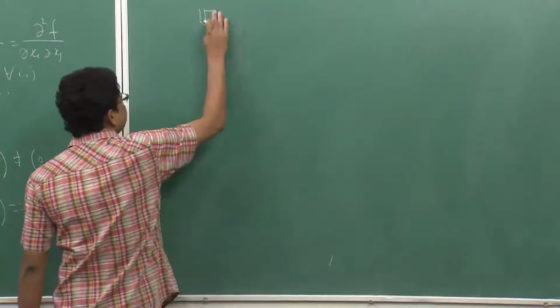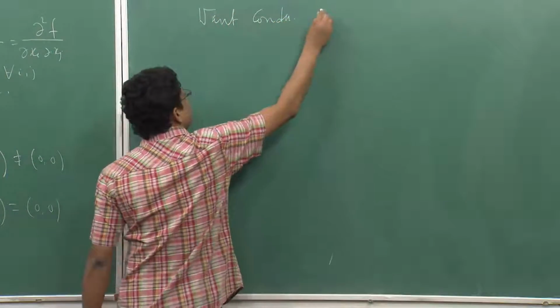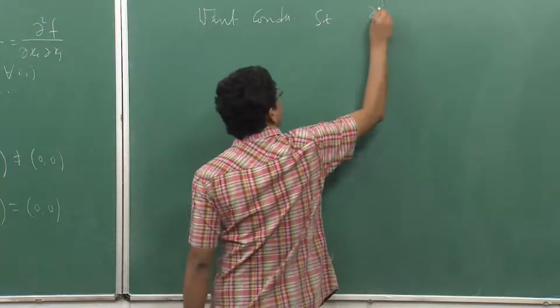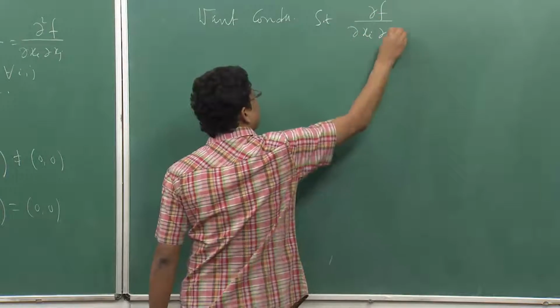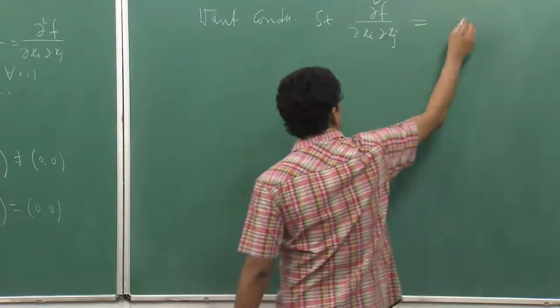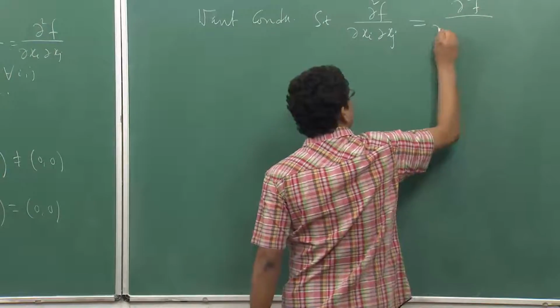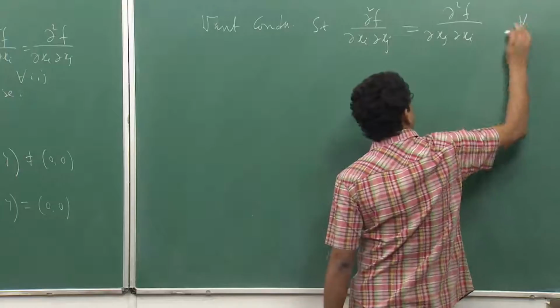So, we want a condition such that del square f del x_i del x_j and del square f del x_j del x_i are equal for given i, j.